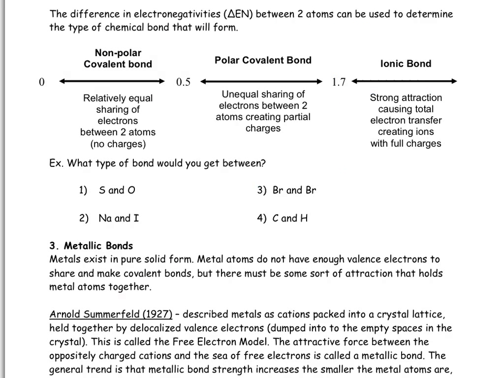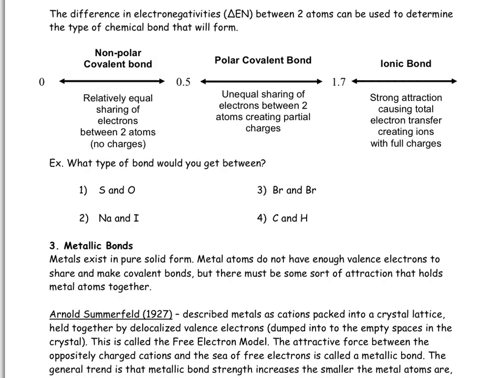Now, how do you tell what kind of bond forms between two elements, whether it's going to be nonpolar or polar, or even ionic? In grade 11, we showed you that you can use the difference in electronegativity values between two elements in order to figure out what kind of bond will form. So here's the scale we gave you. Now, if you have an electronegativity difference between 0 and 0.5, it means that you have relatively equal sharing of electrons between the two atoms, and there's basically no charge difference.